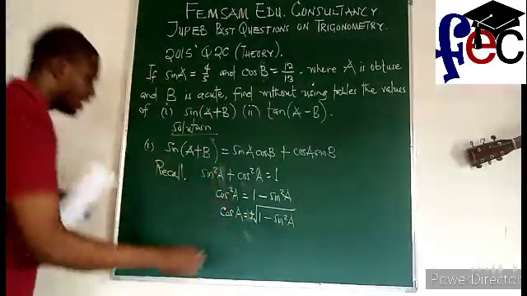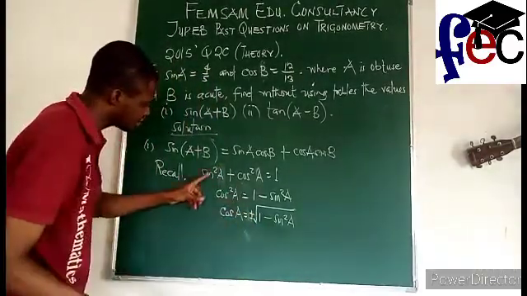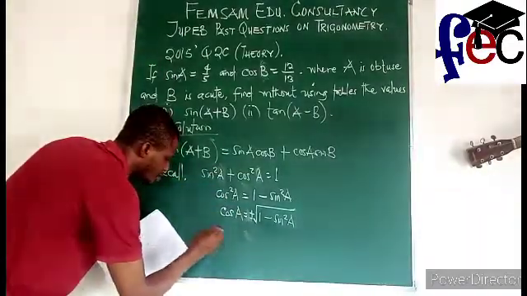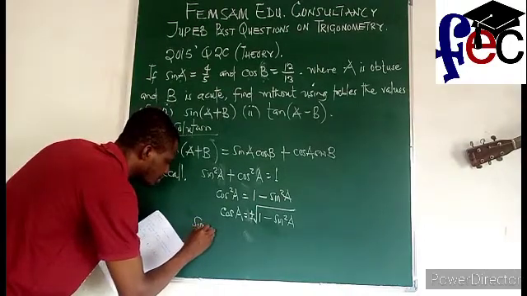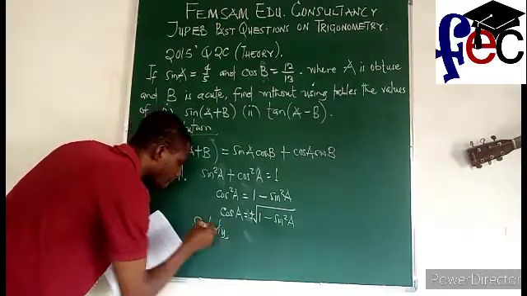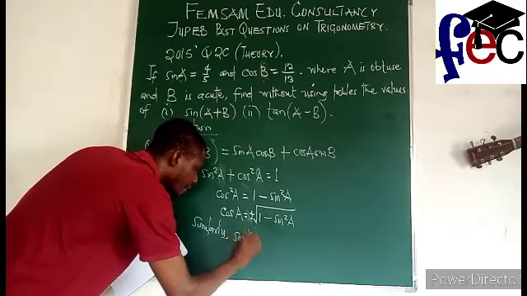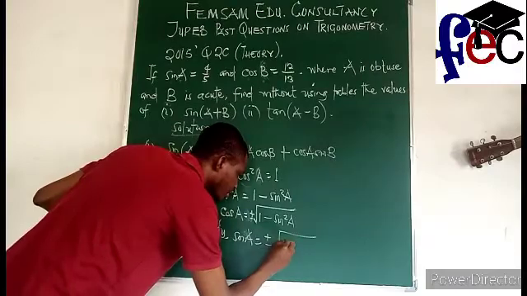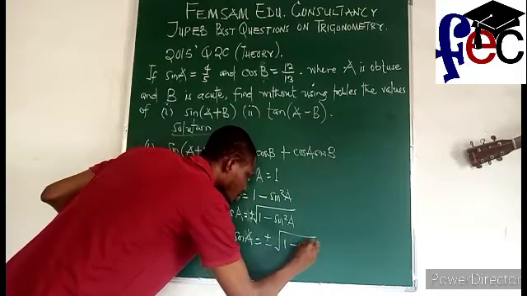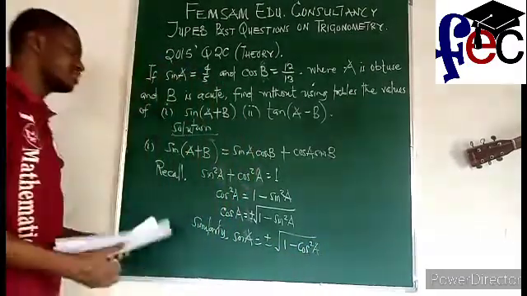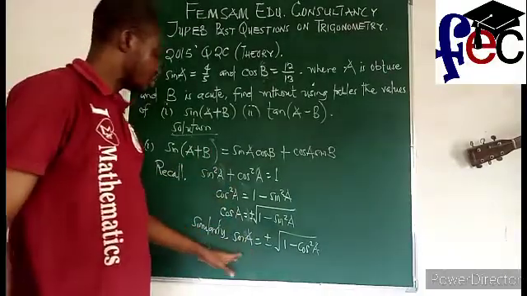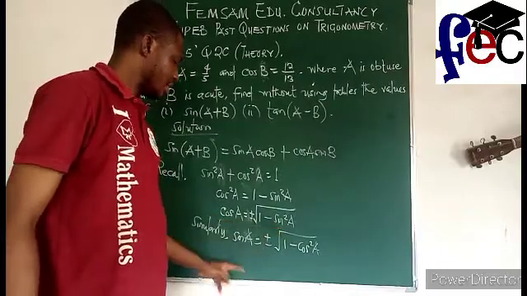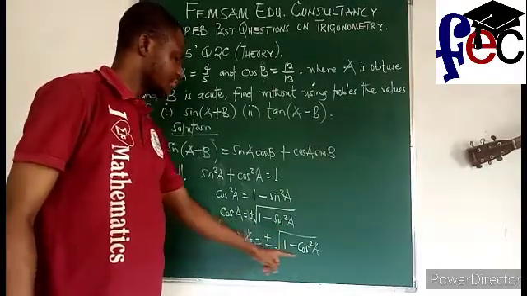Okay, so similarly, if you decide to make sine square A the subject of the formula, you realize that sine A will also follow suit: plus or minus square root of 1 minus cos square A. We have to go through all of this so that you can know the expression for cos A in terms of sine A, and sine A in terms of cos A.